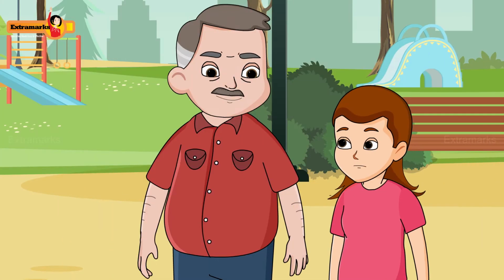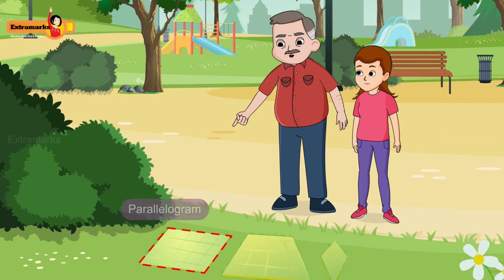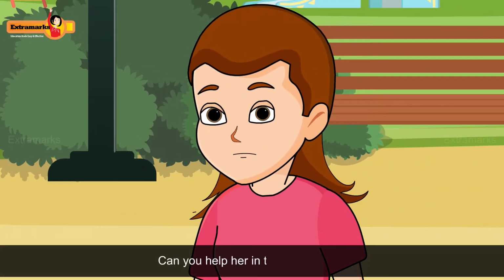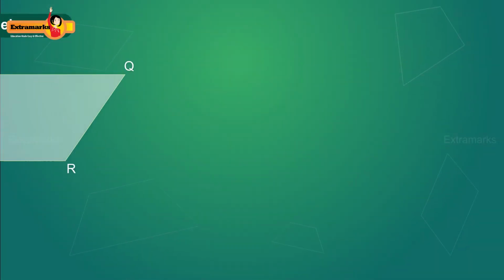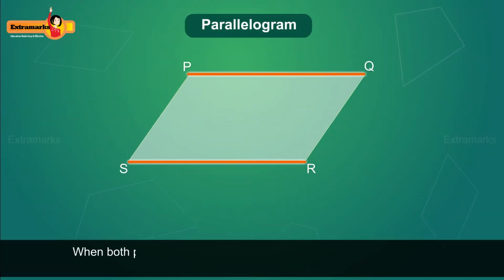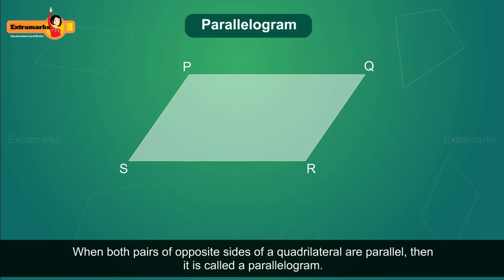Her father tells her that the quadrilateral that she is unable to identify is actually a parallelogram, but she wants to know more about it. Can you help her in this regard? As the name suggests, it has something to do with parallel lines. When both pairs of opposite sides of a quadrilateral are parallel, then it is called a parallelogram. Here, the side PQ is parallel to the side SR, and the side QR is parallel to the side PS.